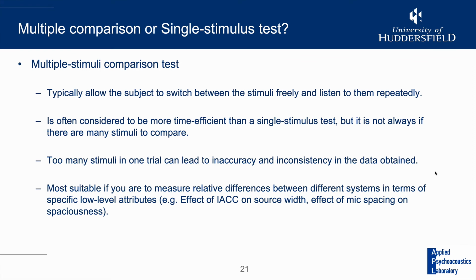This kind of test is most suitable if you're to measure relative differences between different systems in terms of specific low-level attributes, like effect of interval cross-correlation on source width and effect of microphone spacing on spaciousness. So if you are very specific about the attribute you want to measure, and if there are subtle differences and some big differences within the stimuli set, then a multiple comparison test can be useful because your main aim would be to look into the relative differences rather than the absolute magnitude of each stimulus.